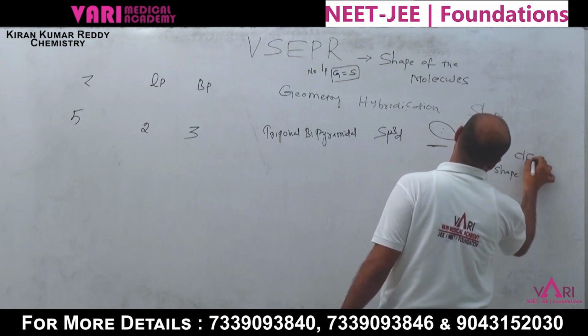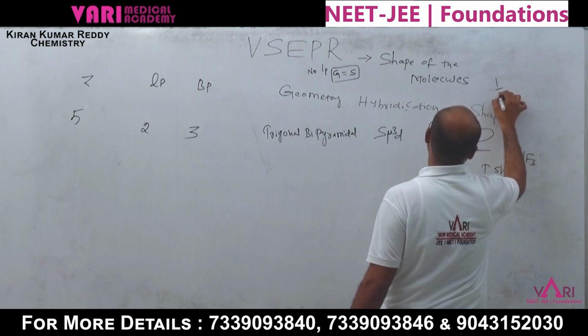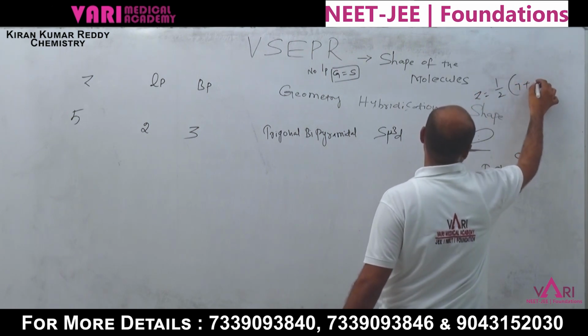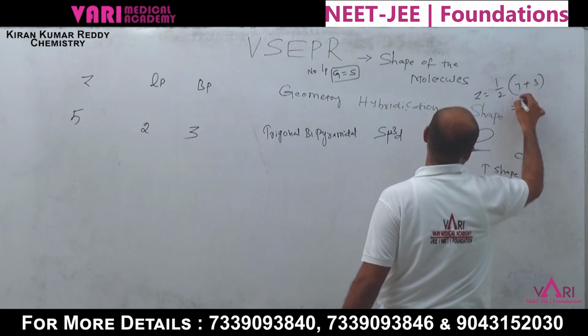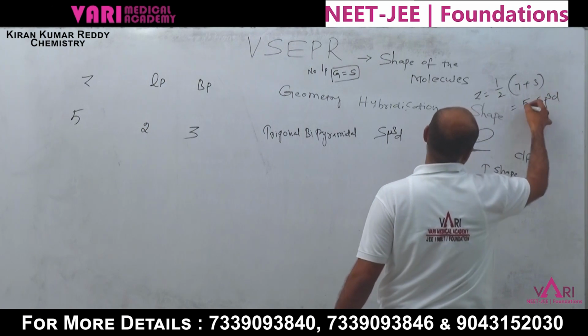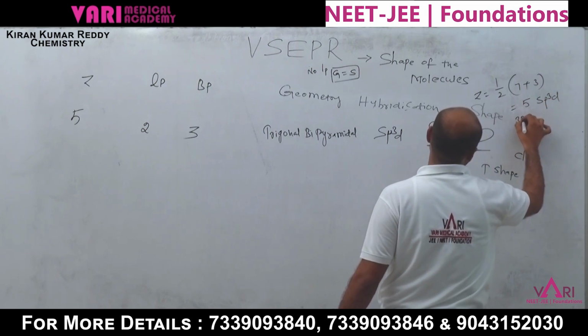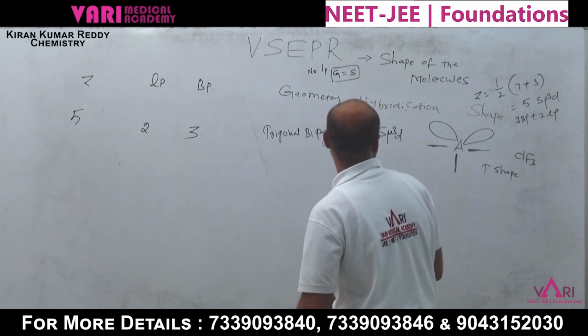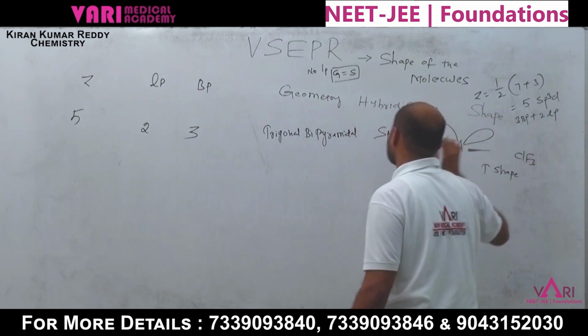ClF3. Cl means chlorine. Z is equal to half of (7 plus 3), that is 10 by 2, which is 5. sp3d hybridization. In 5, 3 bond pairs are present and 2 lone pairs are present.